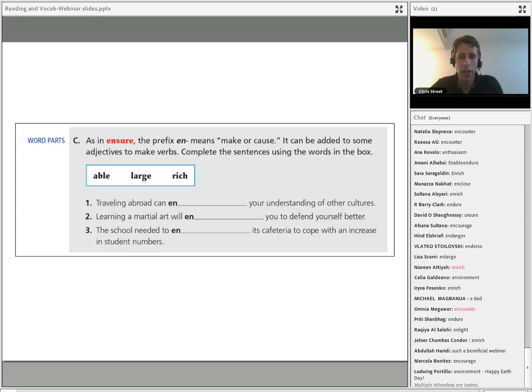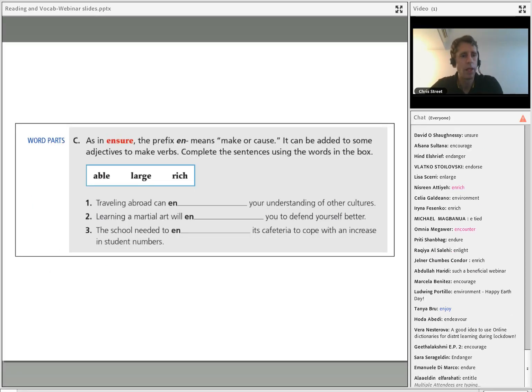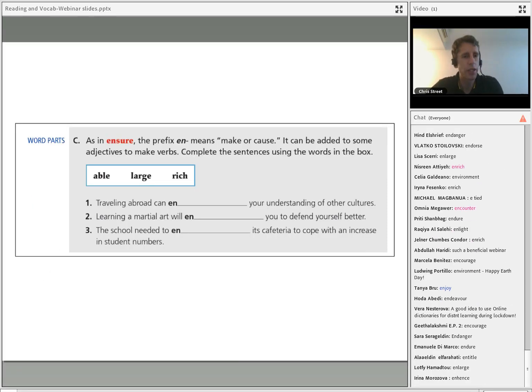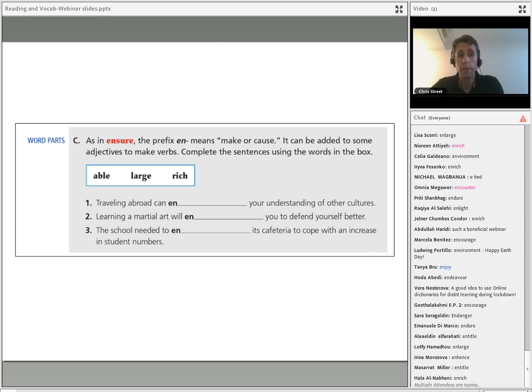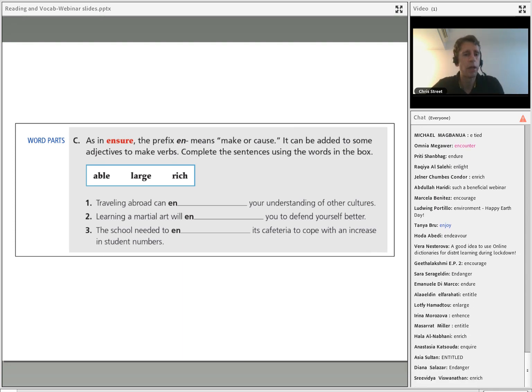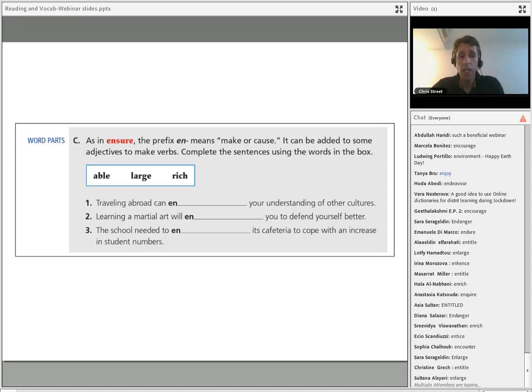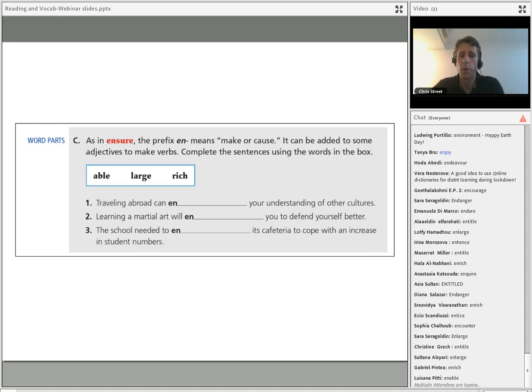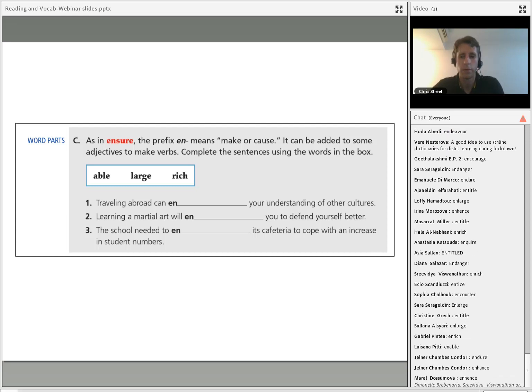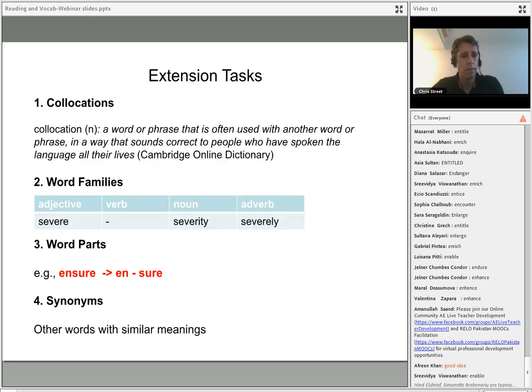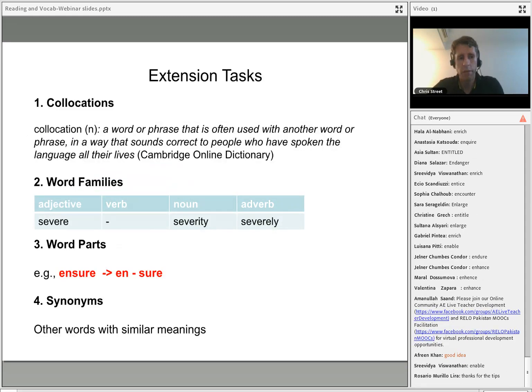Yeah, lots of great ideas. And again, you can provide activities on that. You can take that word ensure, teach the meaning of the prefix, and here we just taught enable, enlarge, and enrich. And again, you can use a corpus to pick out the most common ones. Okay, so collocations, word families, word parts.